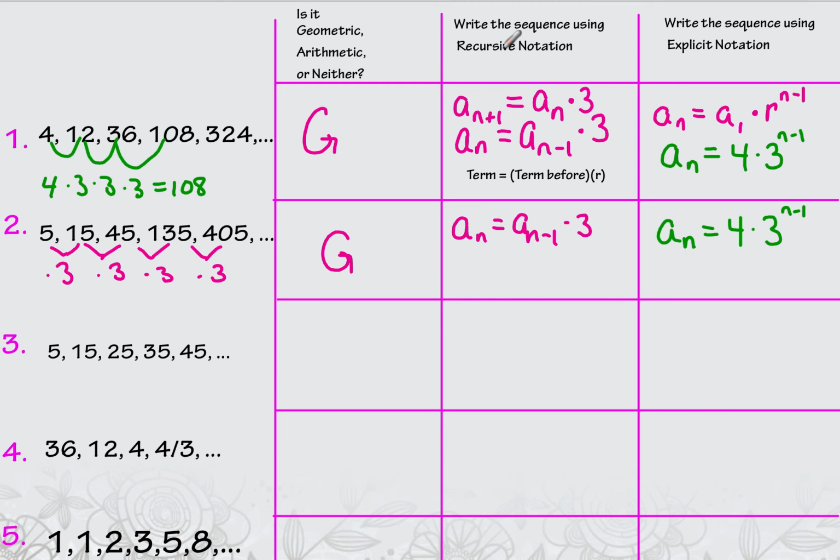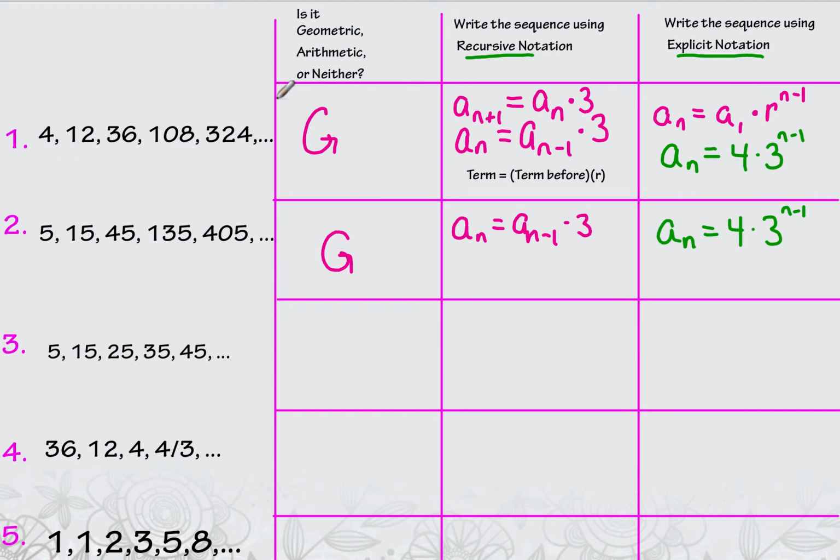Now you may be asking, what's the difference between the recursive and the explicit? Well, I'll sum that up right now very quickly. Let's say I asked you to find the 12th term of example 2. Oh my goodness, I would have to do it recursively. I'd have to keep multiplying and multiplying and multiplying by 3 until I got to my answer. But the explicit is very simple.